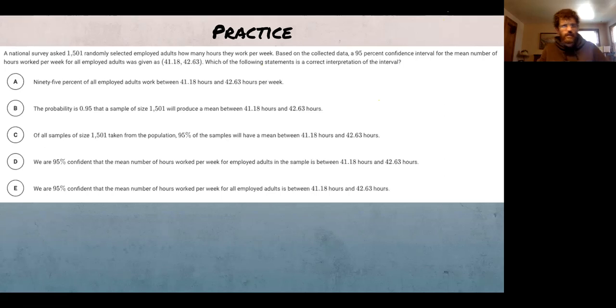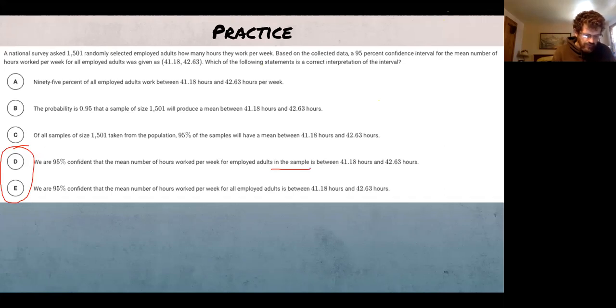All right, we have a really good way of answering this one. We have been using something: we are 95% confident that. So we can already look for something like that. These two are looking promising right here, that the mean number of hours worked per week for employed adults in the sample is between 41, blah, blah, blah, and 42.63. Okay, well, something's off about that. In the sample, we're not worried about the sample. So let's look at the next one.